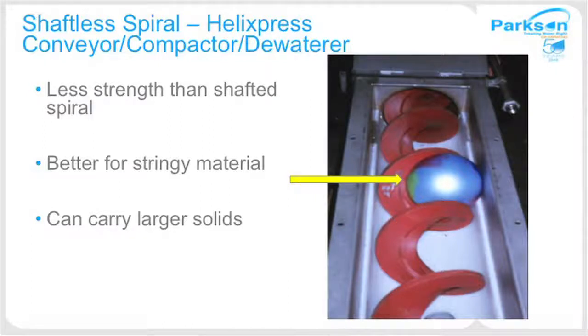And our shaftless spiral design is the Helix Press, we call it. The most important difference between shafted and shaftless spirals is that we have less strength than shafted spirals, but we can carry very large solids, as you can see in that picture. And it is much better for stringy material. If you have a long stringy material, it tends to strap around a shafted spiral, where a shaftless spiral doesn't care. It's better for those materials.